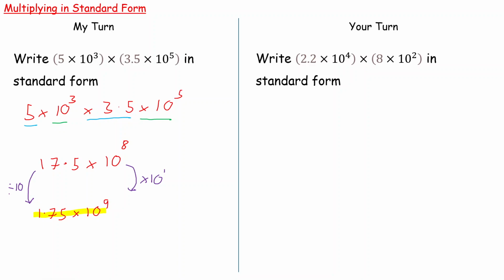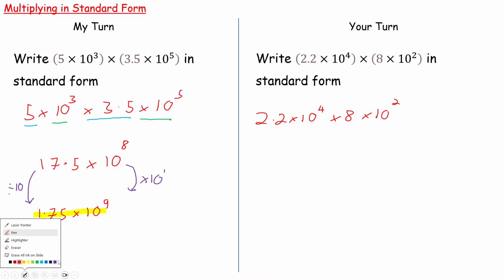Okay, so your turn here, you can give that a go, pause the video and I'll go through this one now. Again, let's write it without the bracket, so 2.2 times by 10 to the 4, timesing it by 8 times by 10 squared. Again, that's going to evaluate the like parts. So we've got 2.2 timesing that by 8, and then we've got 10 to the 4, and we're timesing that by 10 squared.